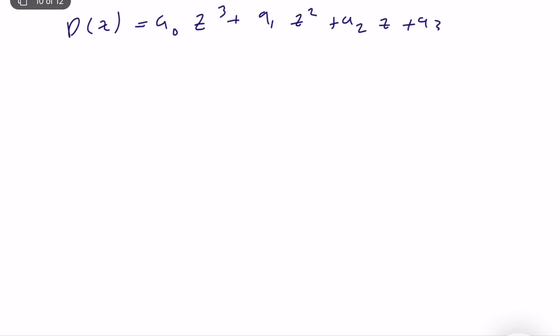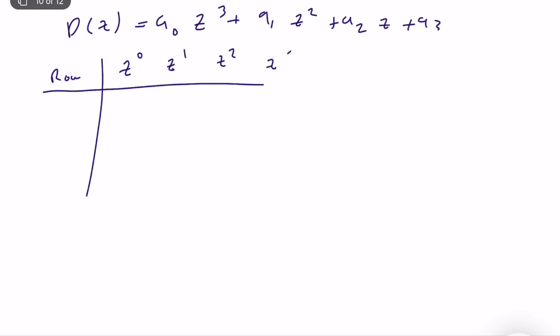So what we need to do is construct a Jury stability table. For a third order system, it's kind of easy. Okay, this is rough. We write the coefficients here, z0, z1, z2, z3. When writing the first row, we flip the order of the coefficients and start from a3, a2, a1, a0. In the second row, we flip the order again and start from a0, a1, a2, and a3.